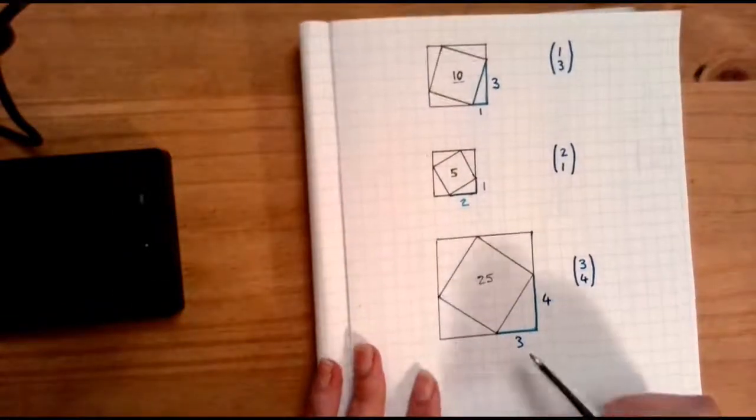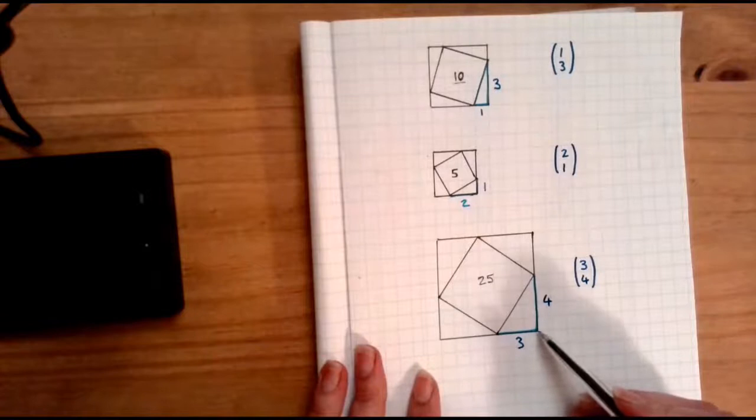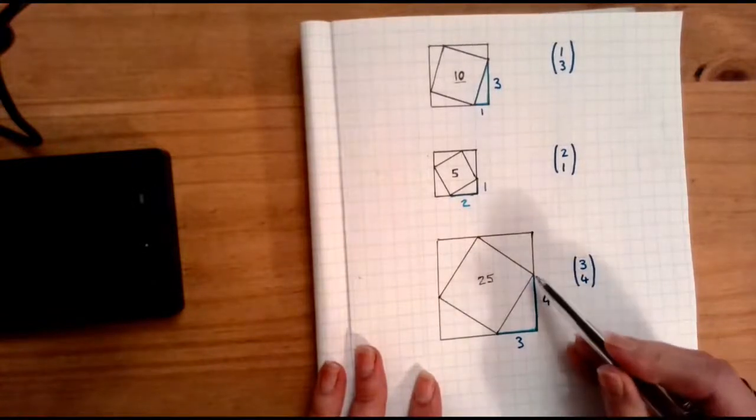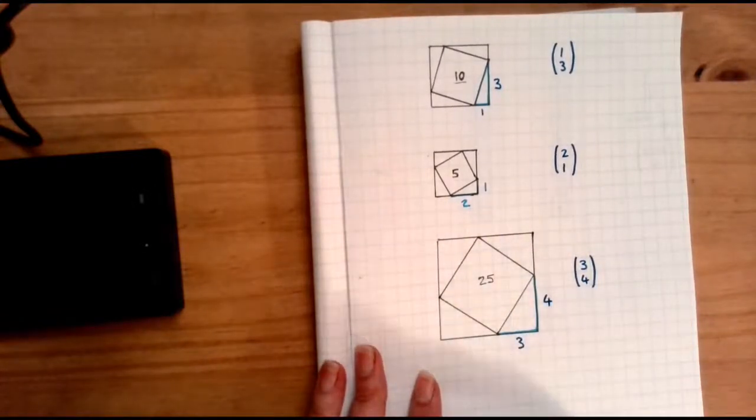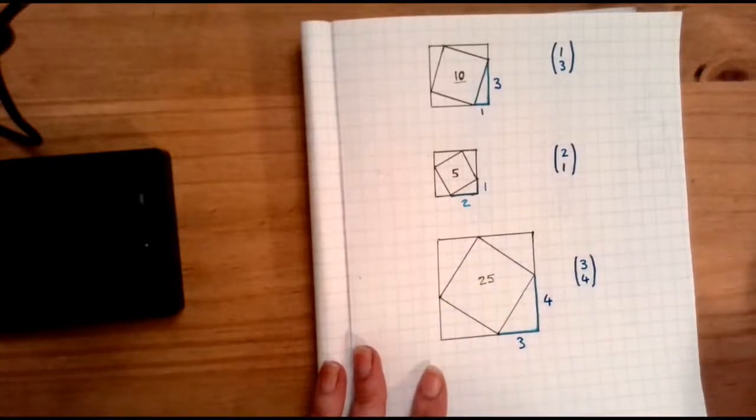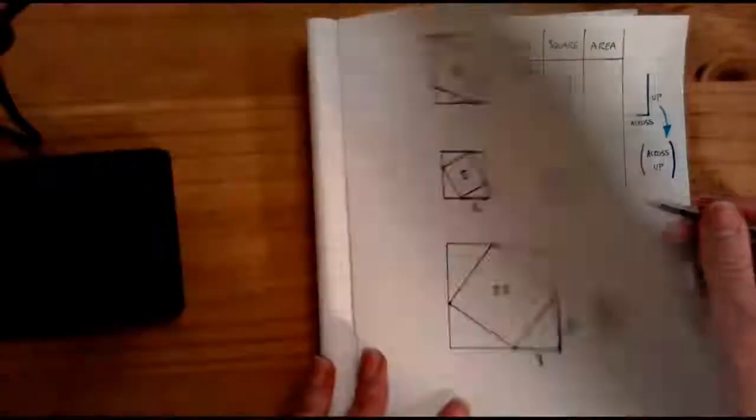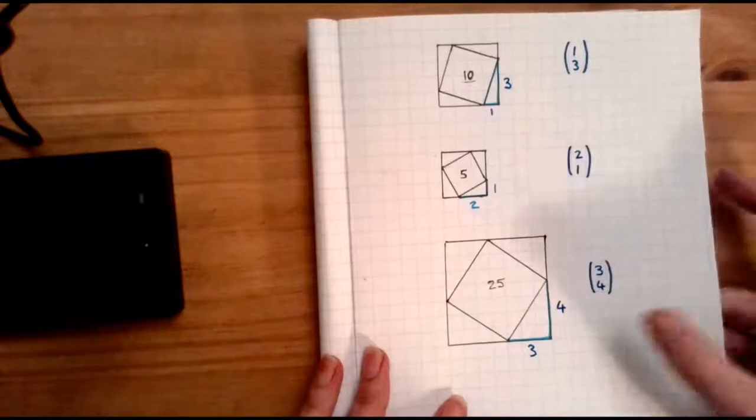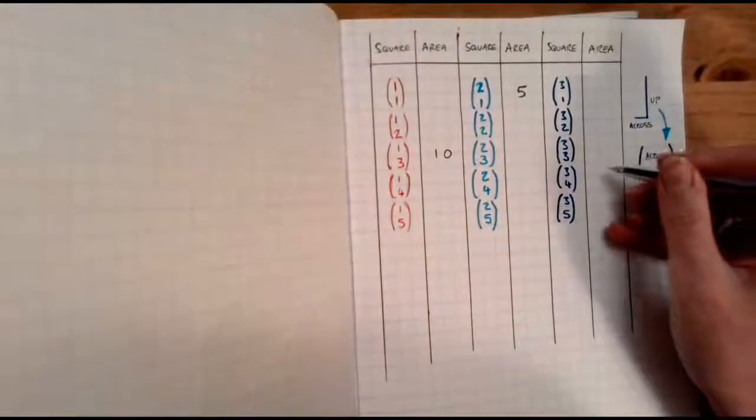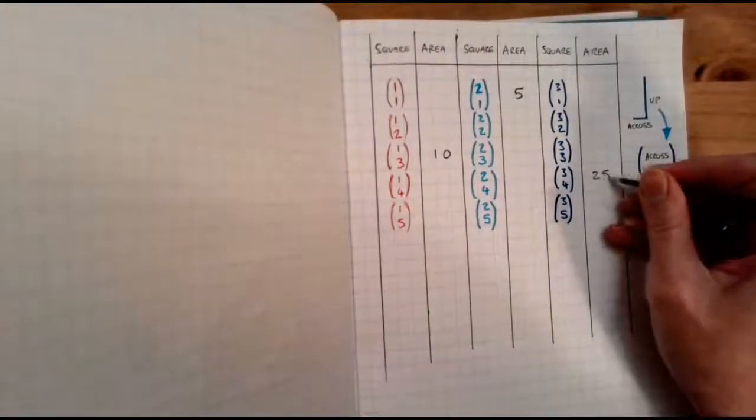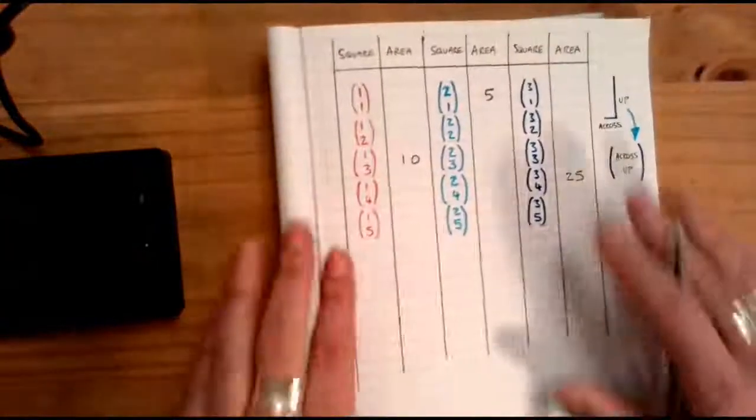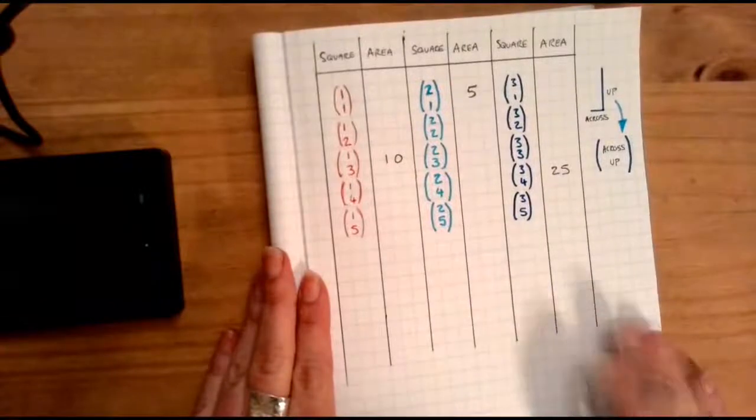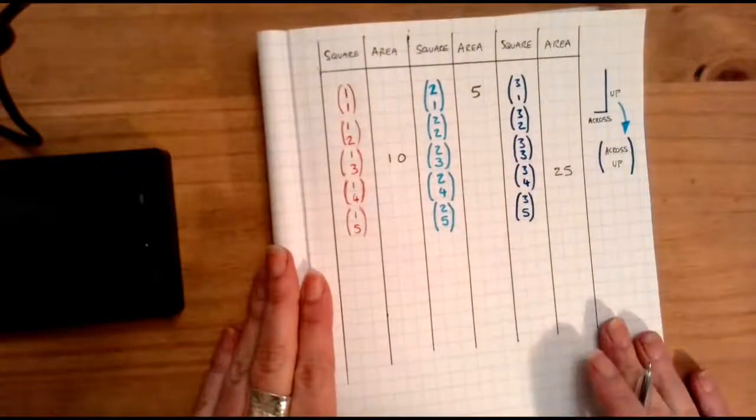And then last but not least, we've got this one, which is across 3 and up 4. So this is an example of one that you might have to draw out in your book to find this area, because you might not have done this one already because it's bigger than 20. But what we're going to do is we're going to put, it's the 3, 4 one, and the area is 25. So we're going to put that in here. Okay, so I want you to complete this table. Copy this table and then complete this table.